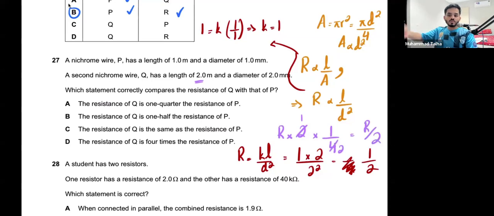It's going to double because of the length, and it's going to decrease by a factor of 1/4 because of the increase in diameter, and that's going to be half. So it's 1/2 of the resistance. So that's B.